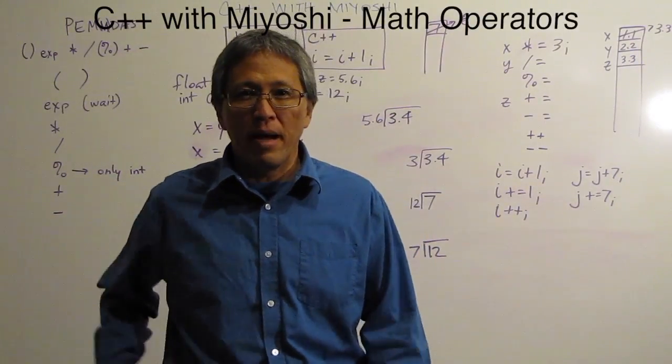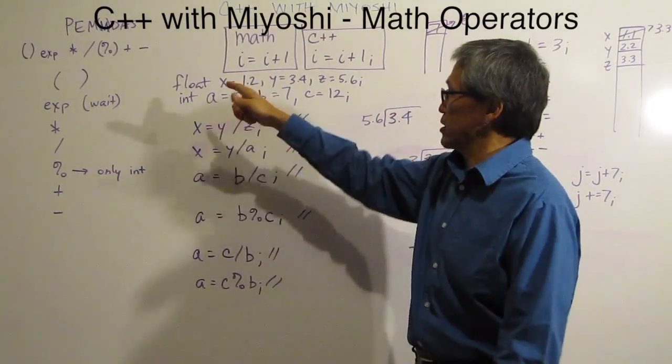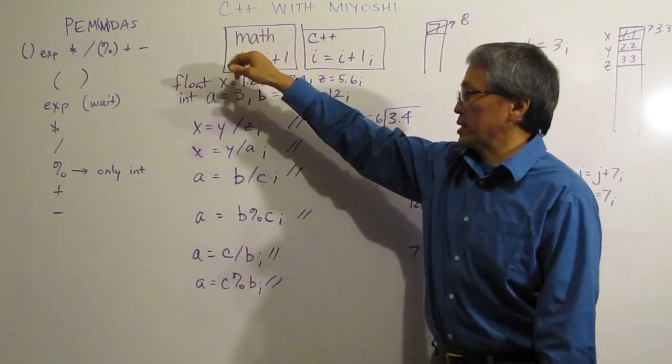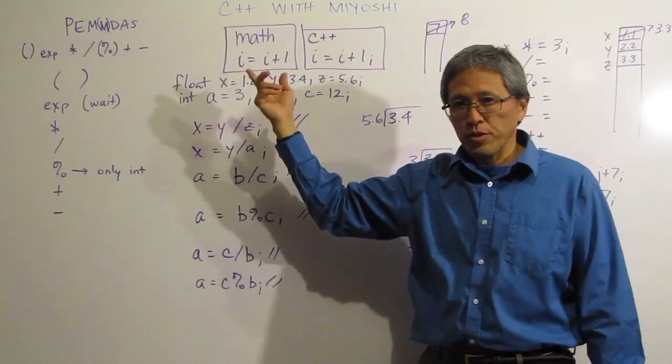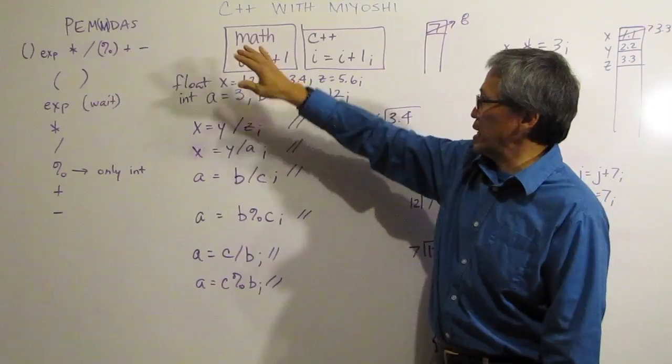Today we're going to talk a little bit about math. Here we have a little math statement, and we know that this can never be true. I is equal to I plus 1. We know that can never be true because you can't have something equal to something plus something else. It can only be equal to itself. So that can never be true.